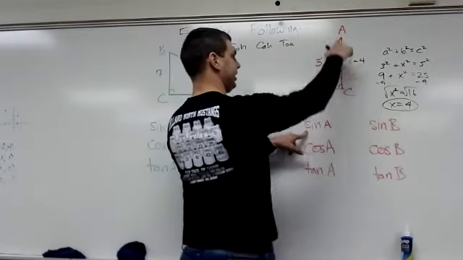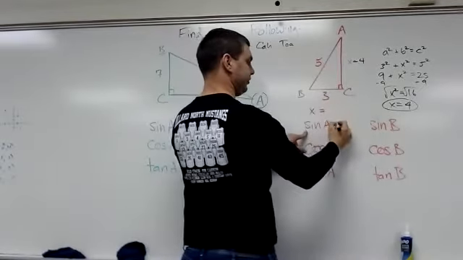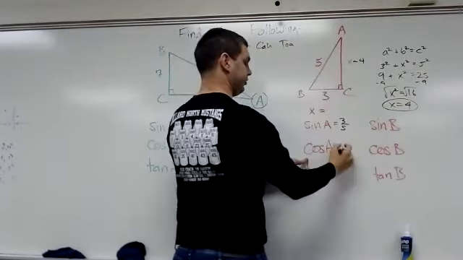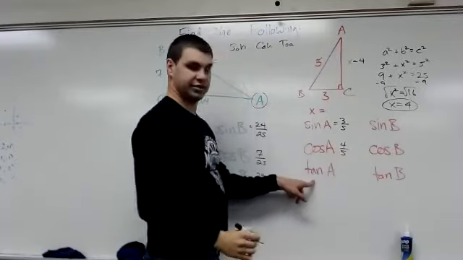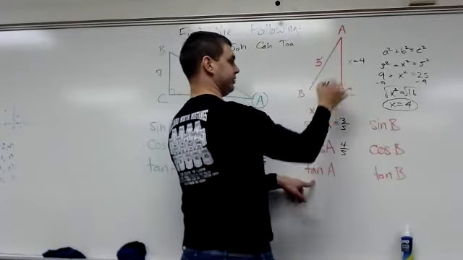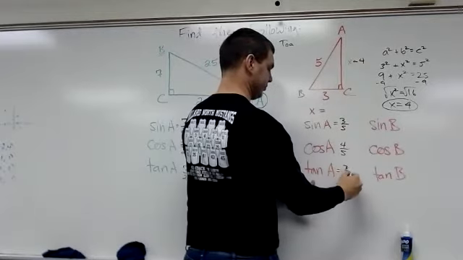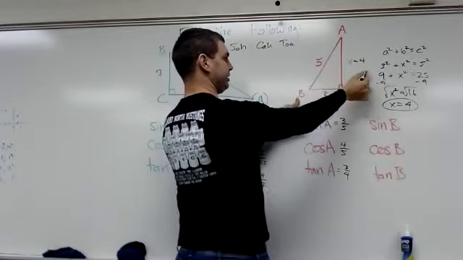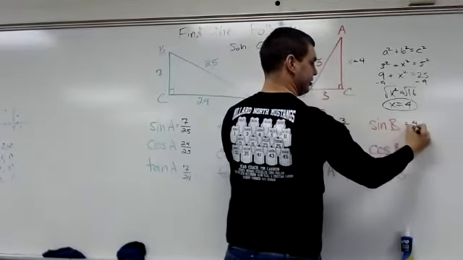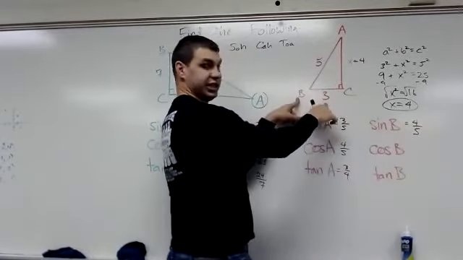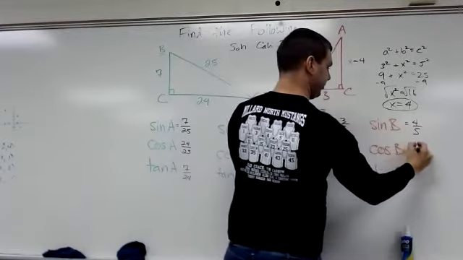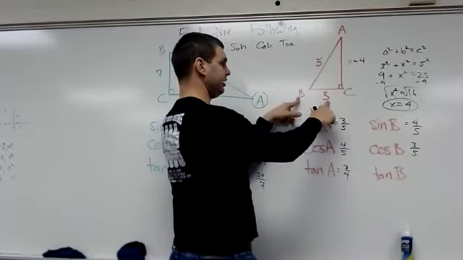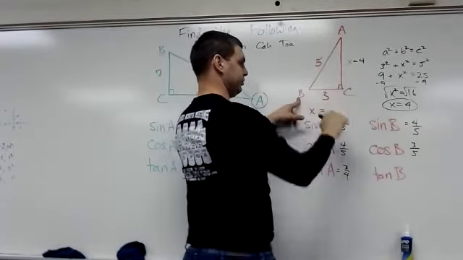All right, sine of A is going to be opposite over hypotenuse, 3/5. Cosine of A is going to be adjacent over hypotenuse, 4/5. And tangent of A is going to be opposite over adjacent, 3/4. Sine of B, now, B is going to be opposite over hypotenuse, 4/5. Cosine of B is adjacent over hypotenuse, 3/5. And lastly, tangent of B is going to be opposite over adjacent, which is 4/3.